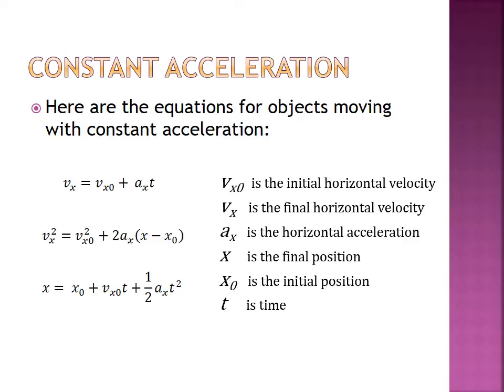The first symbol in that list there is V with the X and the 0. That's the initial horizontal velocity. The V with the X without the 0, just like displacement was, that's the final velocity. So we have Vx naught and Vx for initial and final velocities. Then there's Ax, which is the horizontal acceleration, A meaning acceleration. X with no subletters is the final position. X with a sub 0 is the initial position. And T is time.